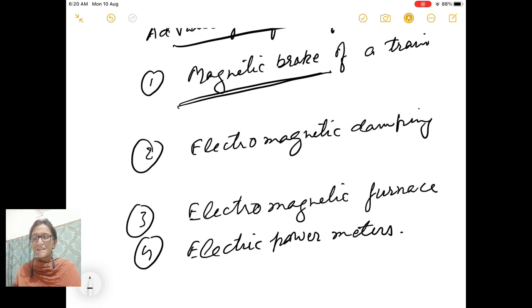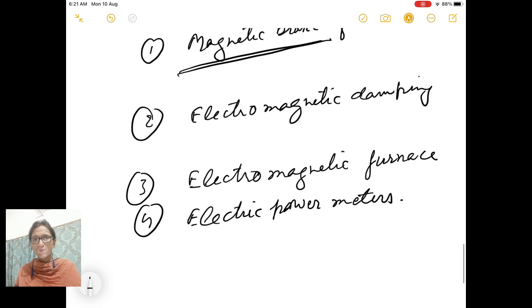Now the second one is electromagnetic damping. In a galvanometer or in so many devices, you will find that when current flows and the needle starts oscillating, we need its motion to be damped out very soon. And it is attained by eddy current created in the core of the galvanometer. Eddy current damps the motion very soon.